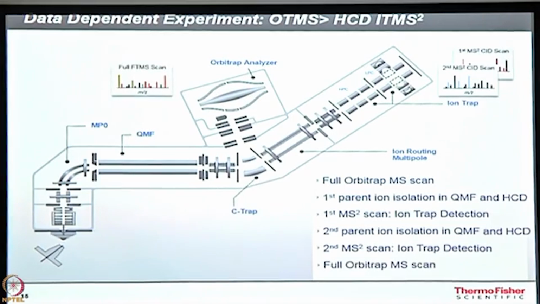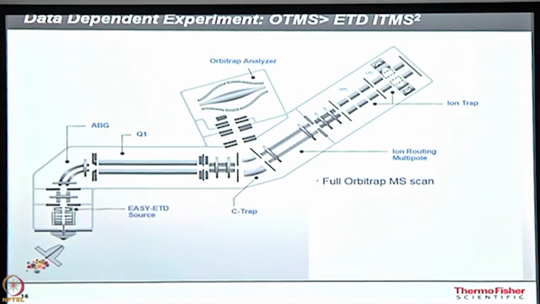So after all the MS2 scans, you will get the MSMS scan. Now next is the ETD. What happens in the case of ETD? Even the ETD fragmentation will happen in the ion trap. So first is the full MS. In the same way, the full MS comes to the Orbitrap.